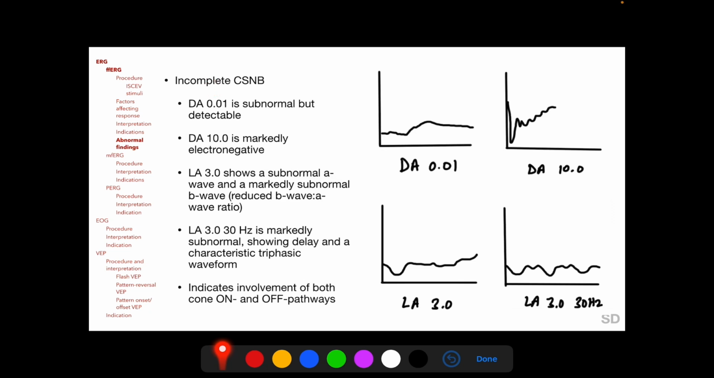In incomplete CSNB, response to DA 0.01 is subnormal but detectable, and the response to DA 10.0 is markedly electronegative. Response to LA 3.0 shows a subnormal A wave and a markedly subnormal B wave, and response to photopic flicker stimulus is markedly subnormal, showing delay and a characteristic triphasic waveform. And the interpretation is that in incomplete CSNB there is involvement of both cone on and off pathways.